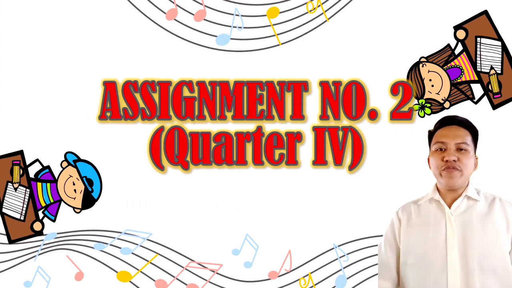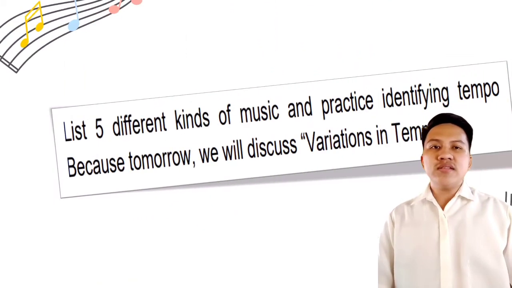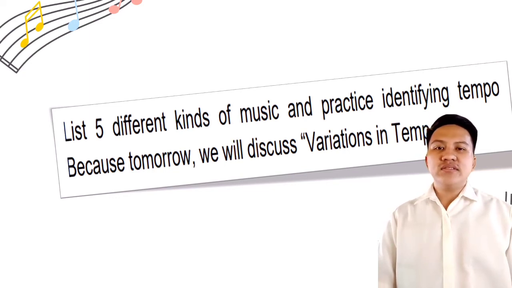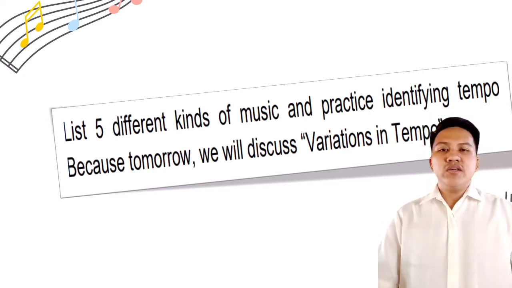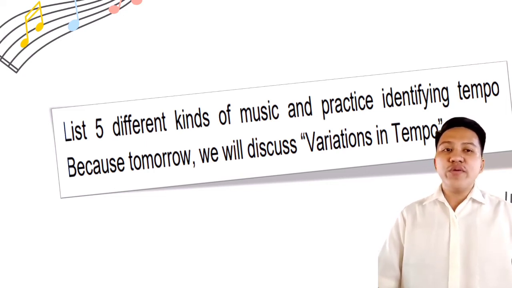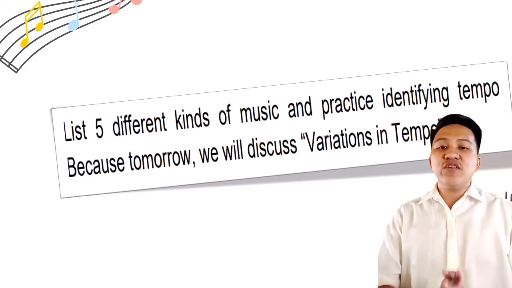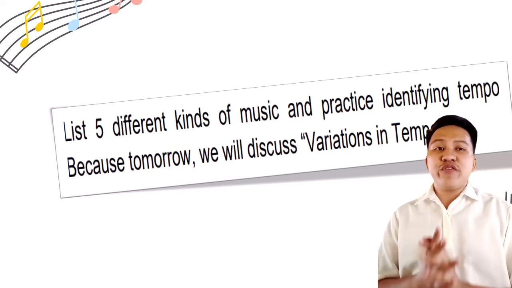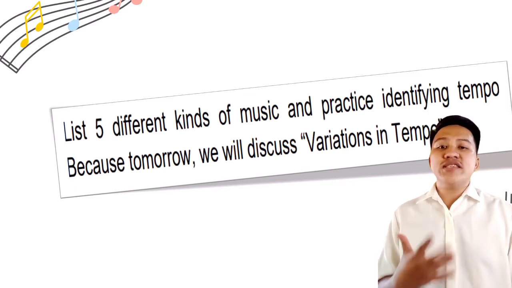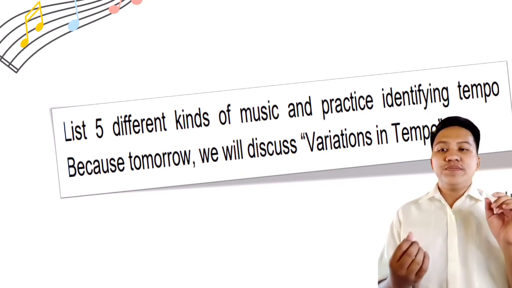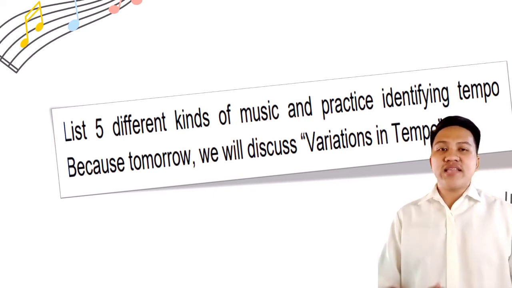Alright, so before we dismiss, I would like you to again bring out your assignment notebook and please copy the following instruction. Okay? So, as you can see on the screen, you will list 5 different kinds of music and practice identifying tempo, okay? Because tomorrow, we will discuss variations in tempo, okay? So, all you need to do again is to list 5 different kinds of music and identify if the tempo of each music is classified into slow, moderate, or fast tempo, okay?